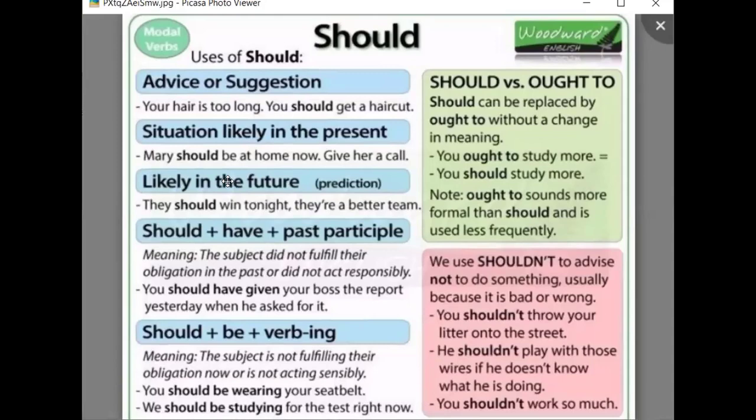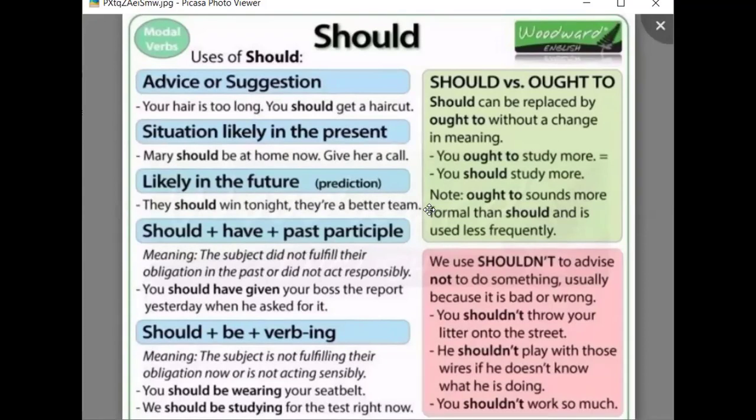Mary should be at home now. Give her a call. Likely in the future, prediction: they should win tonight, they're the better team. Should plus have plus past participle, meaning the subject did not fulfill their obligation in the past or did not act responsibly. You should have given your boss the report yesterday when he asked for it.